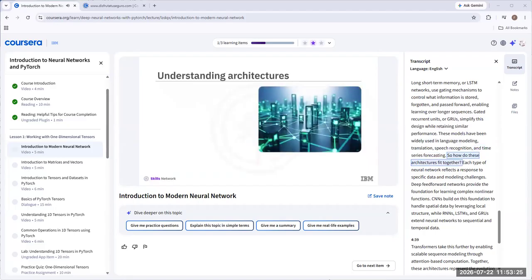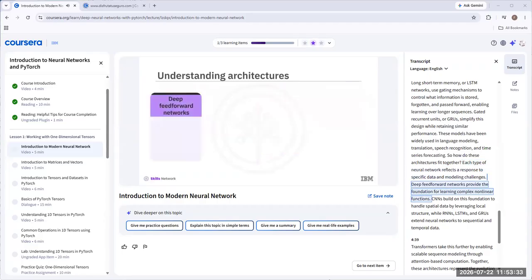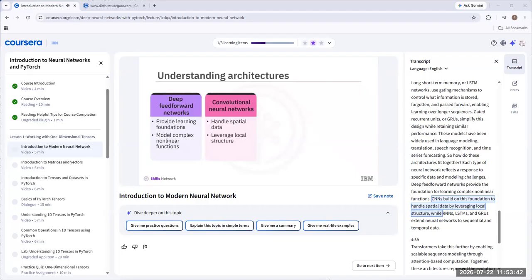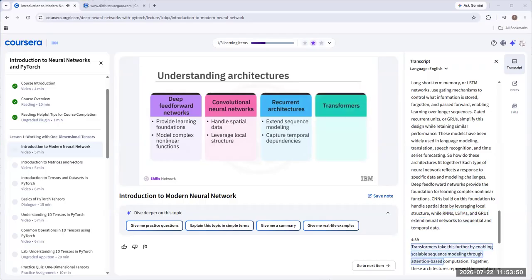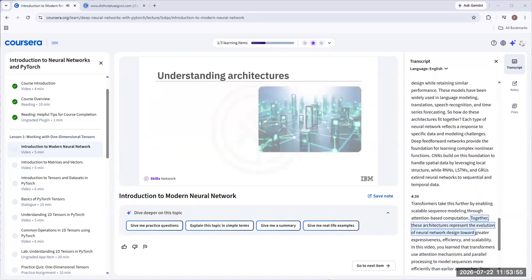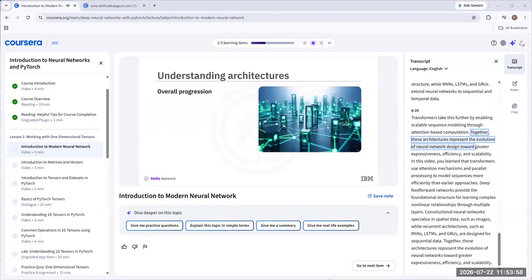So, how do these architectures fit together? Each type of neural network reflects a response to specific data and modeling challenges. Deep feed-forward networks provide the foundation for learning complex nonlinear functions. CNNs build on this foundation to handle spatial data by leveraging local structure, while RNNs, LSTMs, and GRUs extend neural networks to sequential and temporal data. Transformers take this further by enabling scalable sequence modeling through attention-based computation. Together, these architectures represent the evolution of neural network design toward greater expressiveness, efficiency, and scalability.